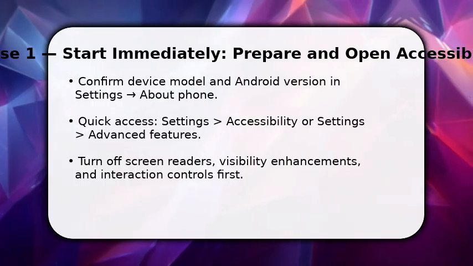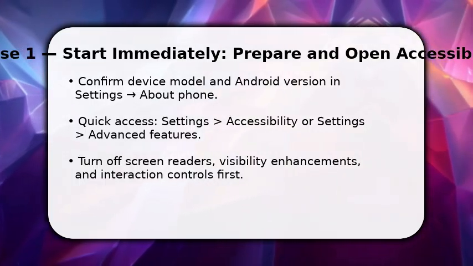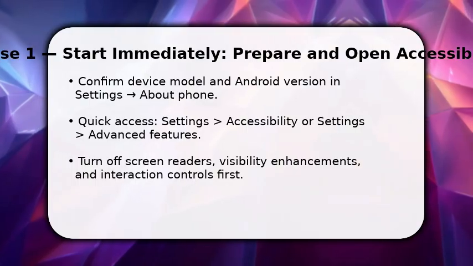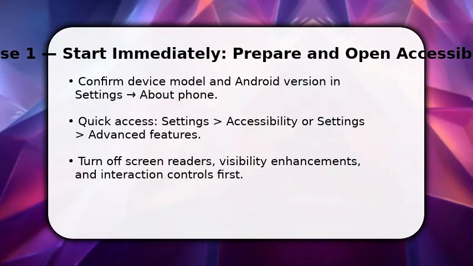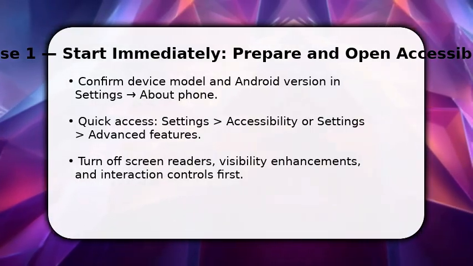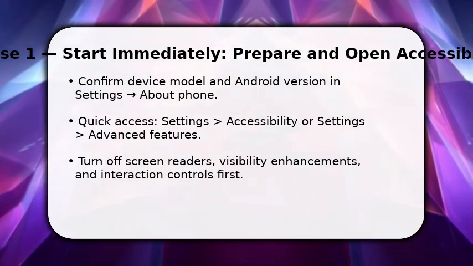Locate TalkBack or Screen Reader first because it changes gestures and navigation. Tap the service and disable it. You may need to use two-finger swipe gestures if TalkBack is active. Also check vision enhancements and interaction controls so you remove layered accessibility features before proceeding.